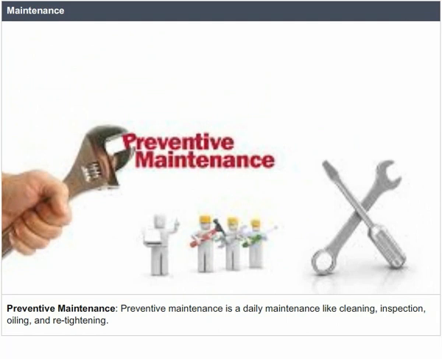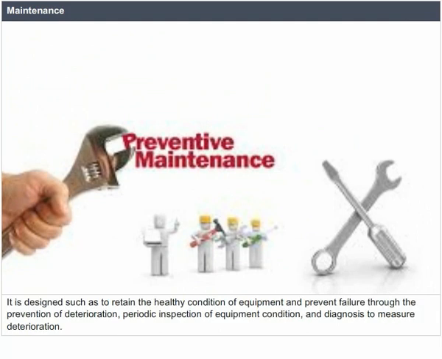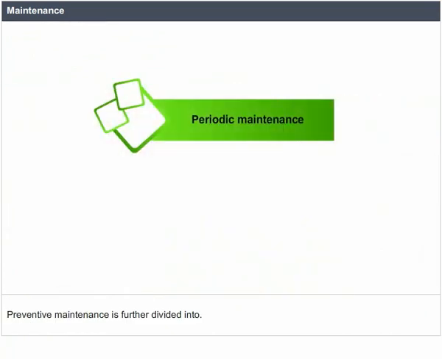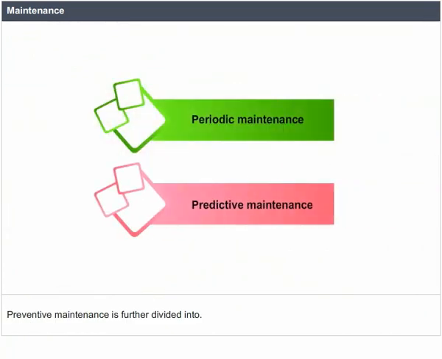Preventive maintenance. Preventive maintenance is daily maintenance like cleaning, inspection, oiling, and retightening. It is designed to retain the healthy condition of the equipment and prevent failure through the prevention of deterioration, periodic inspection of equipment condition, and diagnosis to measure deterioration. Preventive maintenance is further divided into periodic maintenance and predictive maintenance.